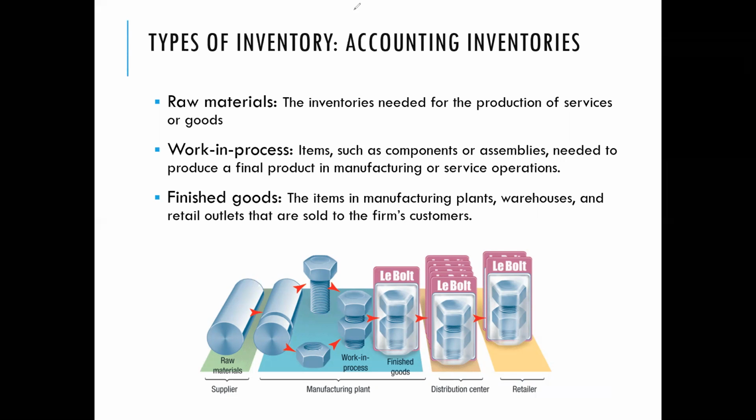So raw materials are the inventories that are needed for the production of services or goods. They are generally at the beginning of your process. That's why they're called raw materials. Work in process is anything that is not raw material and that is not a finished product. So any item that you have started work on, but it's not yet ready to be sold, it's work in process. And finished goods are obviously the items that are ready to be sold. So those are the three basic types of accounting inventories. And again, the emphasis is on the word accounting inventories.